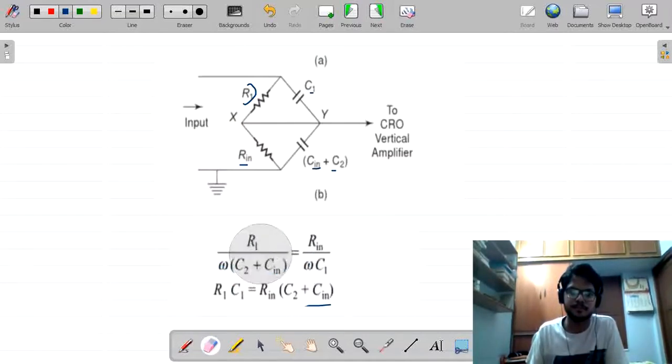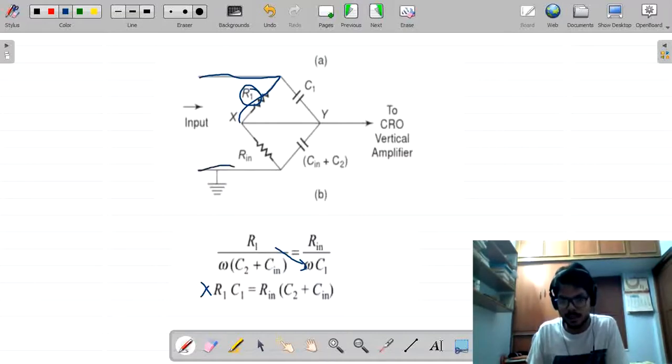Now see carefully. Just cross multiply the terms: R1 into C1 equal to Rin into C2 plus Cin. Now what will happen? See, there is an equal resistance offered by this path. Suppose you are coming from here and you are coming to the point X, you are offering resistance of R1. Now assume that you are coming from this point and you are reaching the position of Y. You are experiencing Cin plus C2.